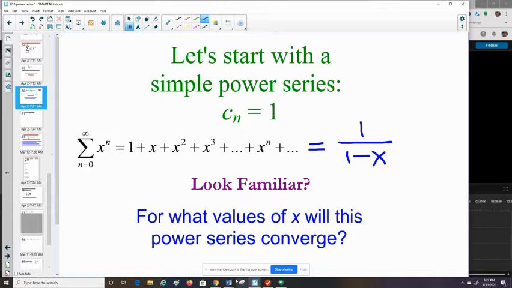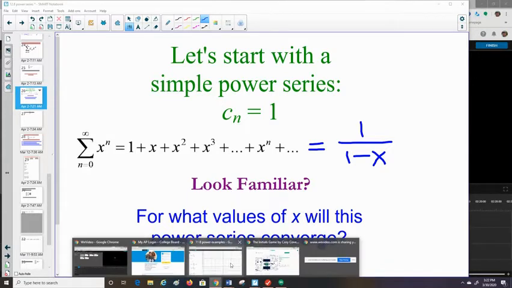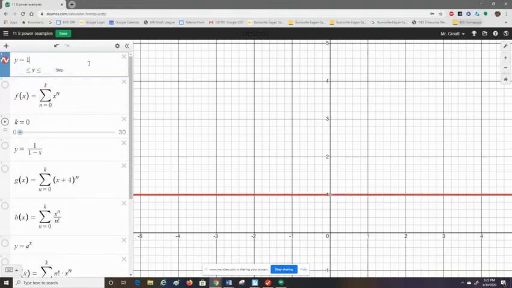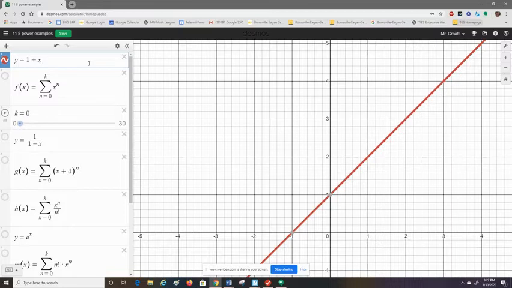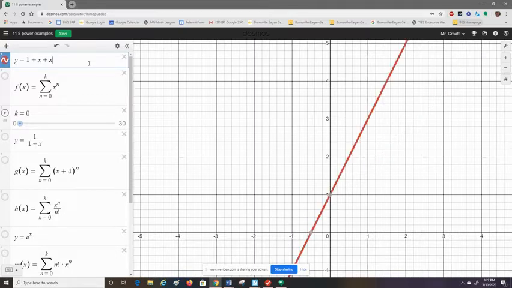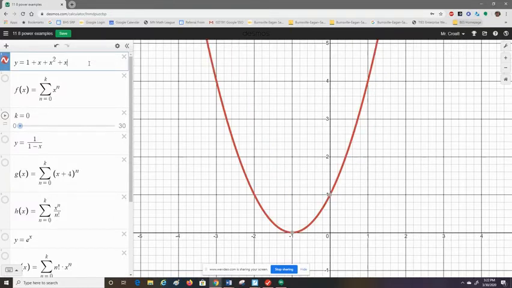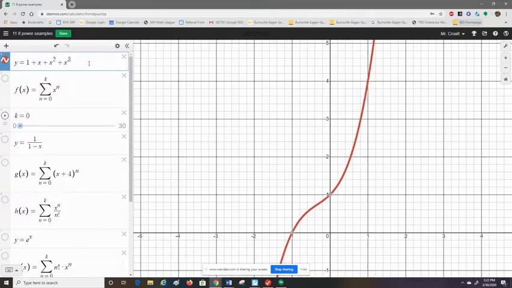And so we can actually take a look at this series on Desmos. If I start typing a few of the terms, y equals 1, there's the first term in red, the horizontal line, because all it is is y equals 1. But then when I add the next term, y equals 1 plus x, now I've got a line with a slope of 1 and a y-intercept of 1. Add the next term, x squared, and now I've got a parabola, plus x to the third power.